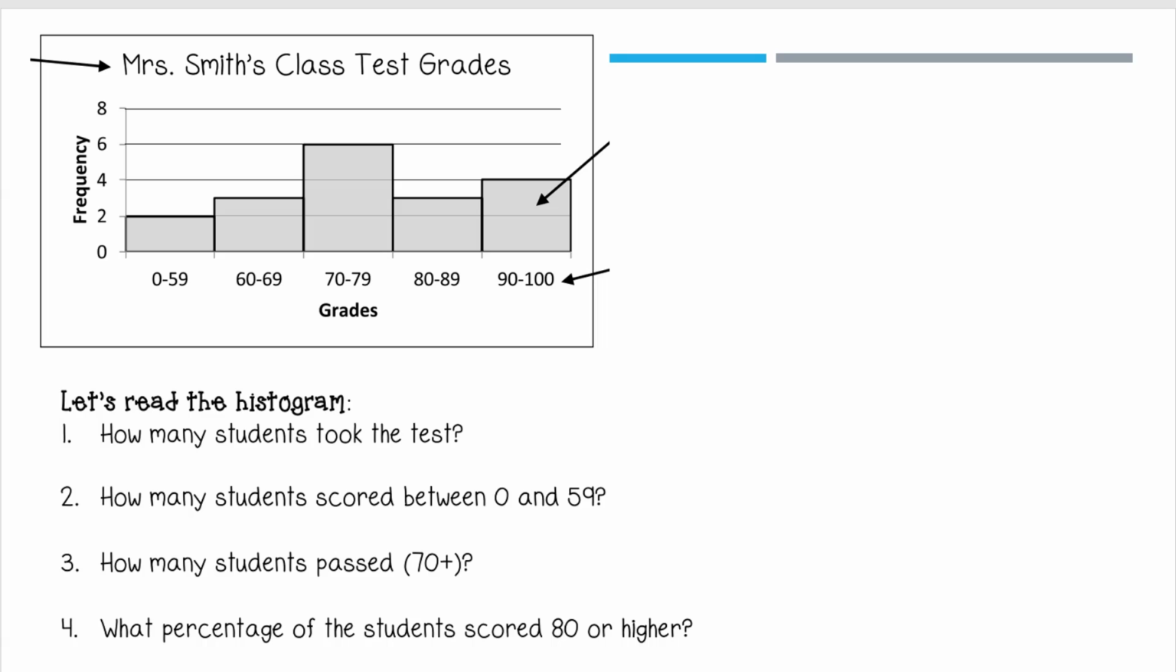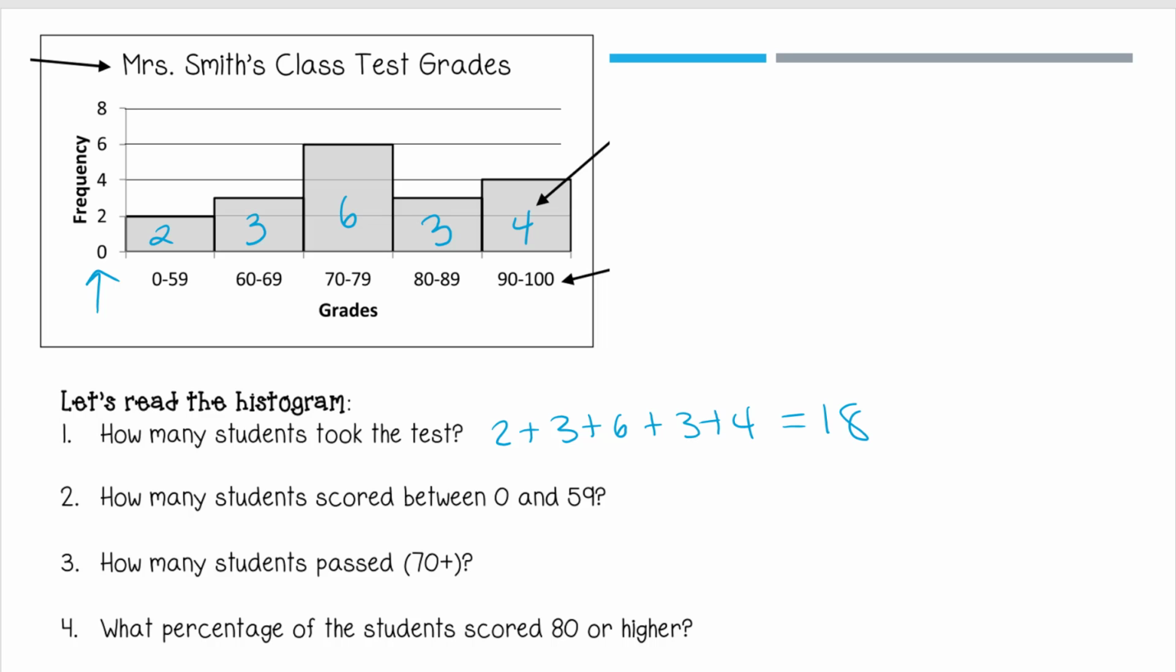Now let's interpret some of the data that's given to us using the exact same histogram. How many students took the test? So the first thing we're going to do is find out the frequency, or the tally, of each bar. If I look at the left-hand bar, there's 2, then 3, 6, 3, and 4. So I'm just looking at the height of the bar, and then I'm reading the frequency off of the vertical axis. To find out how many students took the test, I'm going to add these numbers together. And that total is 18.